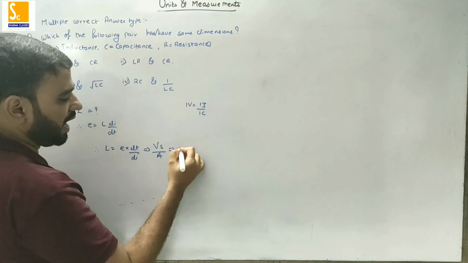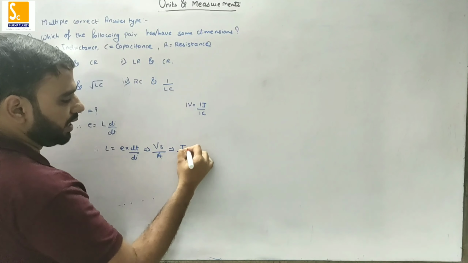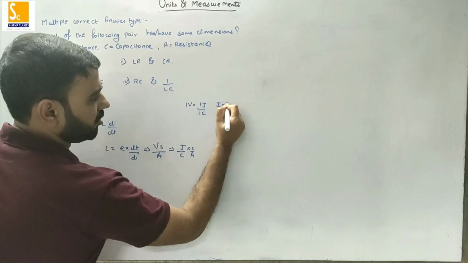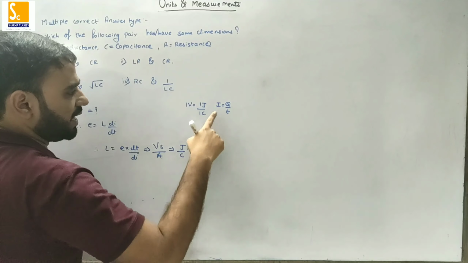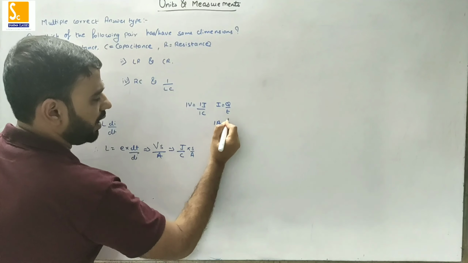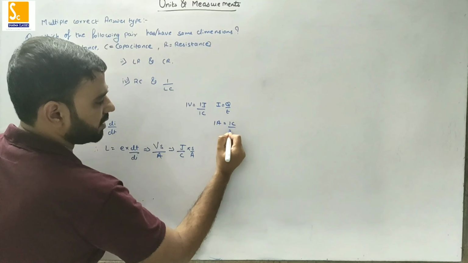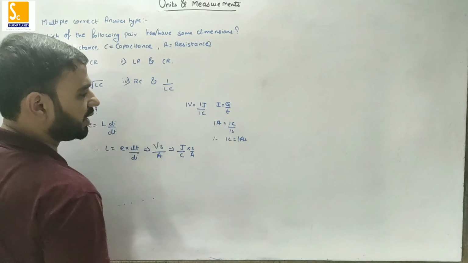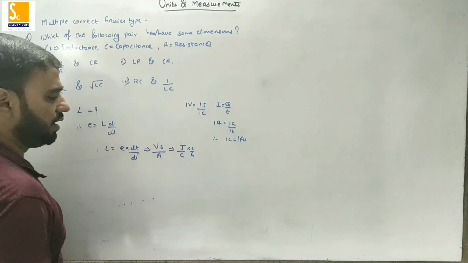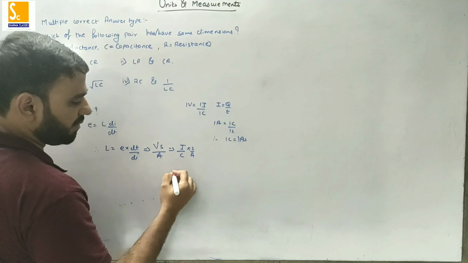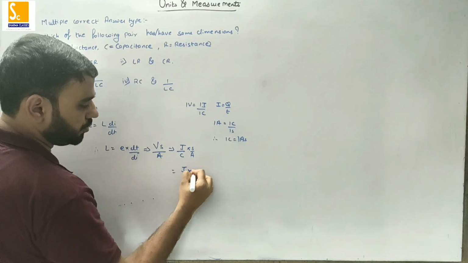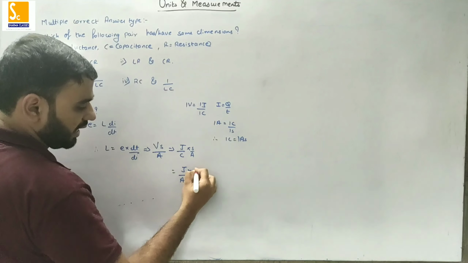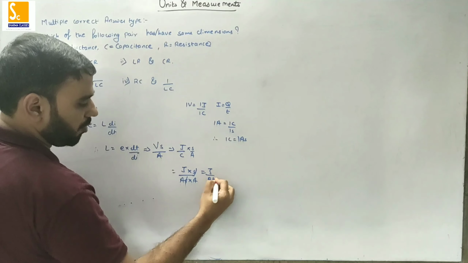So instead of volt, I will write down joule upon coulomb into second upon ampere. We know that current is the rate of flow of charge, Q by T. SI unit of current is ampere. SI unit of charge is coulomb. SI unit of time is second. So can I say 1 coulomb is equal to ampere second? So instead of 1 coulomb, I will write down ampere second. So it becomes joule second upon ampere second into ampere. So second and second get cancelled. So it comes out to be joule upon ampere square.